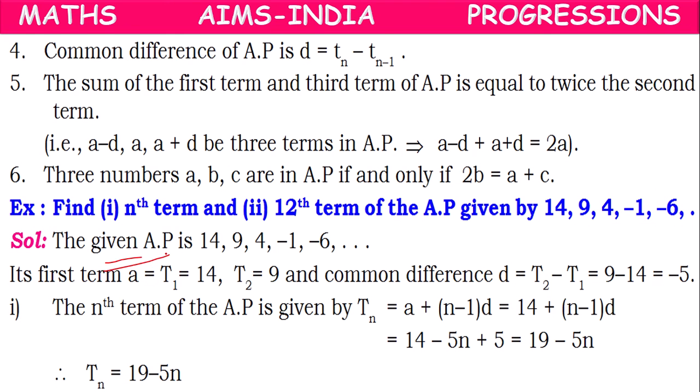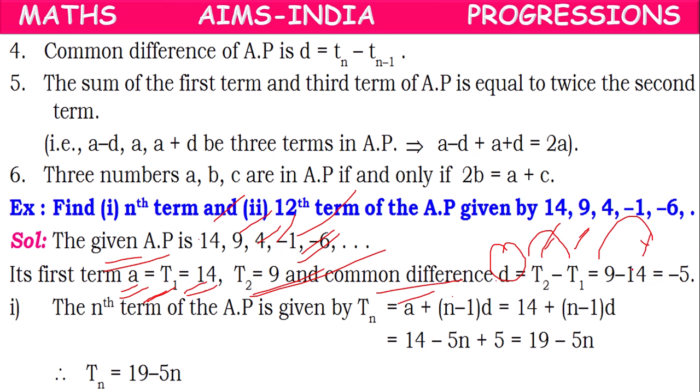So the given AP is 14, 9, 4, minus 1, minus 6, where a is T1, the first term, which is 14, and T2 is 9. We can take the common difference formula, T2 minus T1, 9 minus 14, which is equal to minus 5. So the nth term will be given by the formula a plus n minus 1 into d, 14 plus n minus 1 into d.